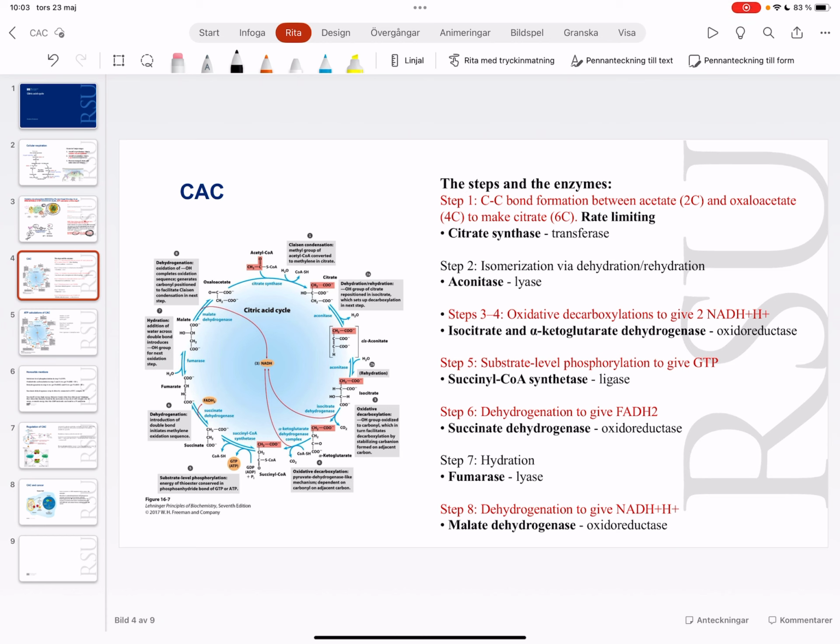So you can just read this. I just copy pasted from the lecturer's slides, but I would just like to highlight a few things. Step number 1 is the rate limiting step.